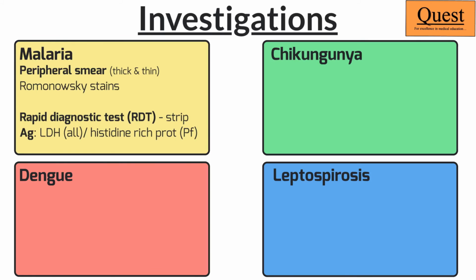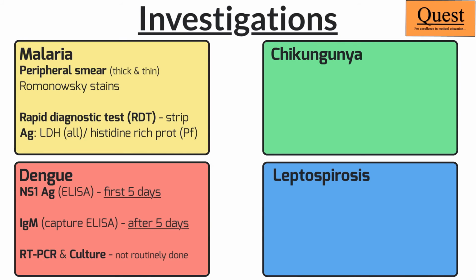We can do both a thick as well as a thin smear, and nowadays there are rapid diagnostic tests available. These are strip tests and they test for two types of antigen. First is LDH. LDH is present in all parasites and therefore can help me to diagnose malaria, and we can also have the histidine rich protein which is present only in the falciparum one, so it will help me to differentiate whether this is falciparum or the otherwise which is vivax.